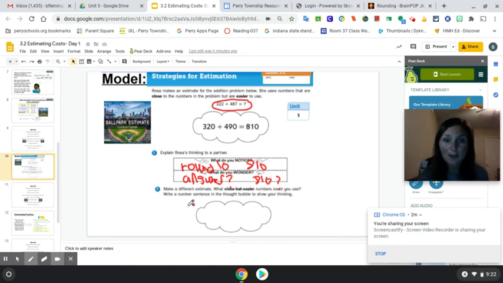It says make a different estimate. What close but easier numbers could you use? Now, in the audio that I put in for your math message that I hope that you listen to, I suggested that you use the hundreds. So you would round to 100. Instead of 320, 322 is close to 300. Because again, I'm thinking if I didn't have a calculator and I couldn't work this out, what numbers could I do in my brain? I want just simple, easy numbers without having to add multiple things. So 300, I can do that.